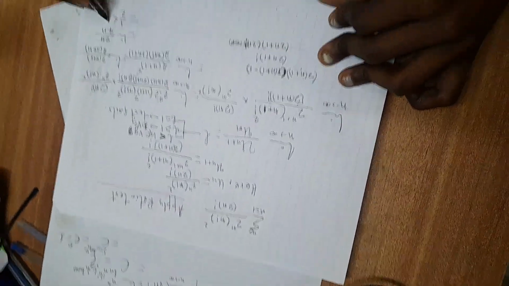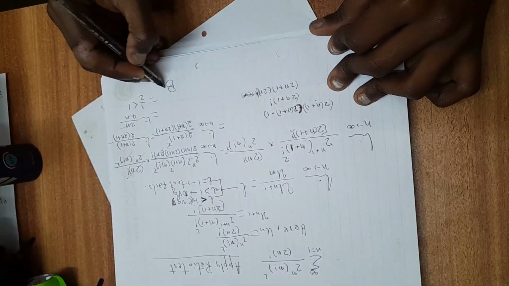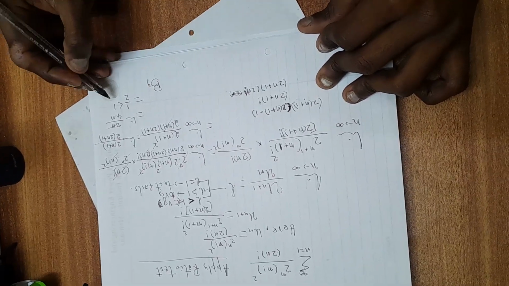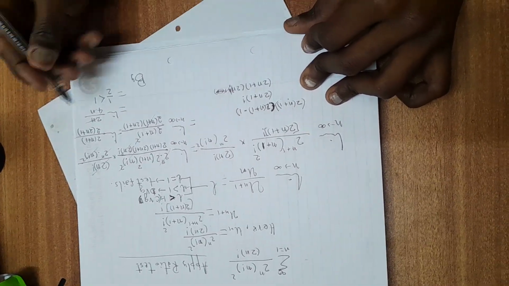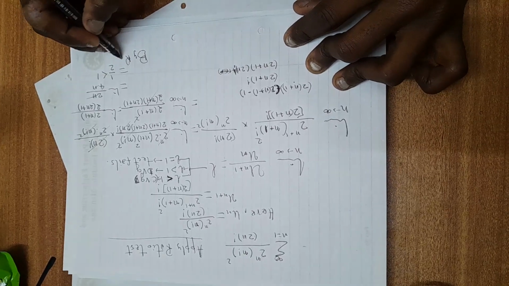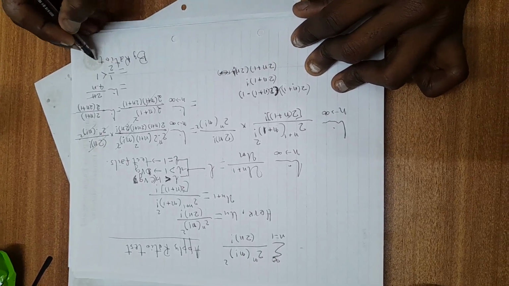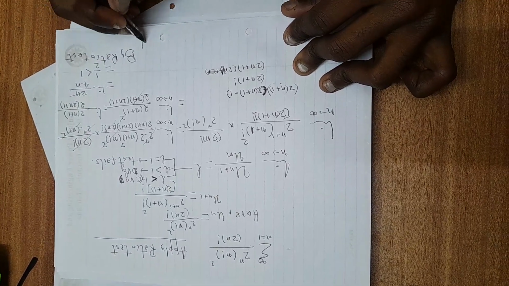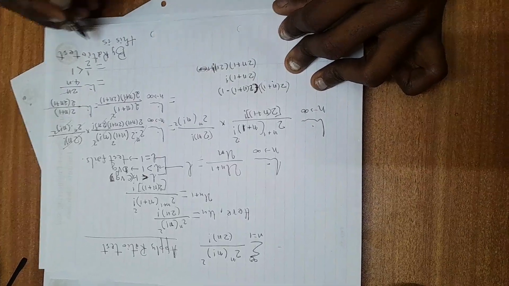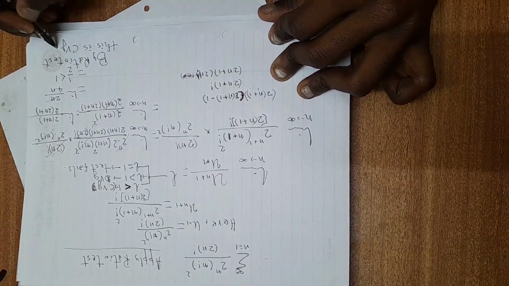1 by 2 is less than 1, so we can say by the ratio test that this series is convergent.